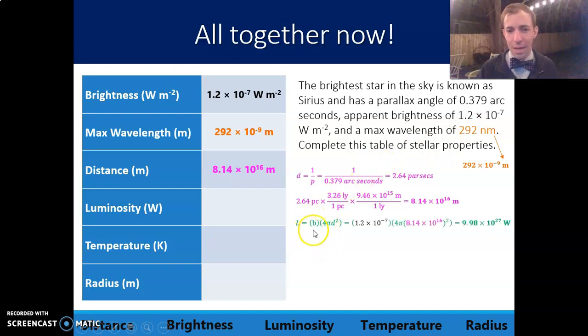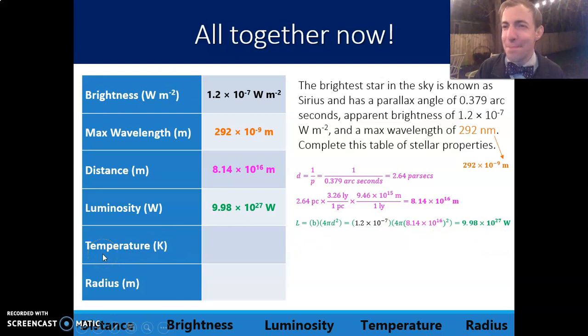So we can use this equation solved for luminosity. The luminosity is brightness times 4 pi d squared, d being the distance that we calculated to the star. Plugging in what we know, the brightness, we know this distance, make sure that you square it, we can find the luminosity. Luminosity is 9.98 times 10 to the 27th watts.